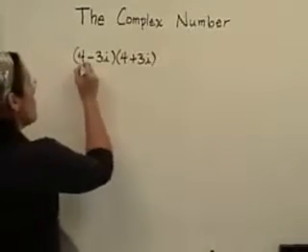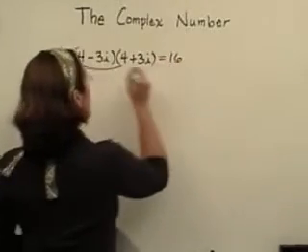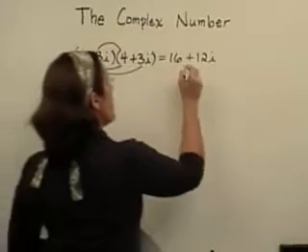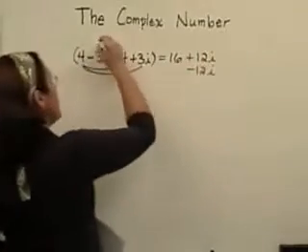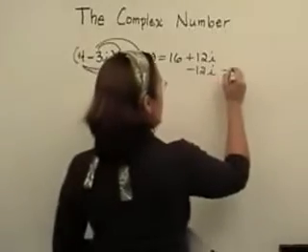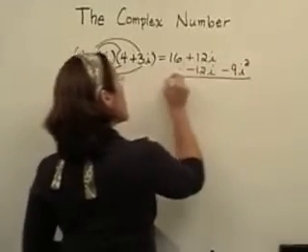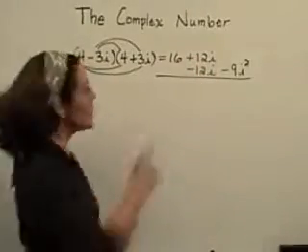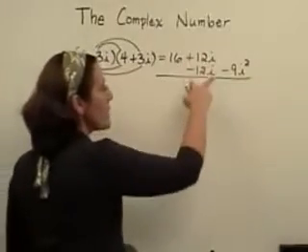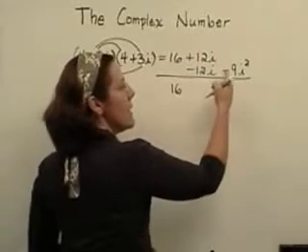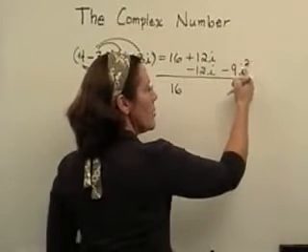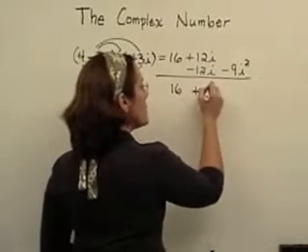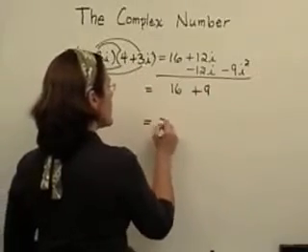Watch this. When I FOIL this, 4 times 4 is 16, and then here I have a 12i, and here I have a minus 12i, and here I have a minus 9i squared. Well, do notice those middle terms, that outer and inner set of terms. Because I'm multiplying a complex number by its conjugate, those are always going to be the same but opposite in sign. So they'll always add to be 0. So what I have here is a 16 and a minus 9i squared. But remember, i squared is a negative 1. So a minus 9 times a minus 1 is a positive 9. And what I'm left with here is 25.